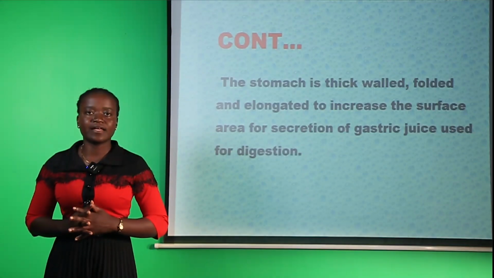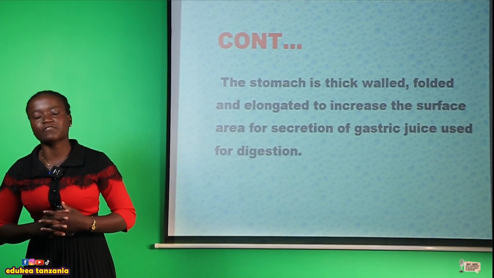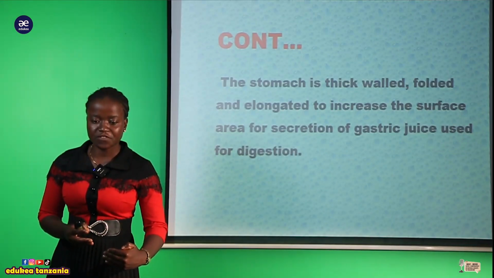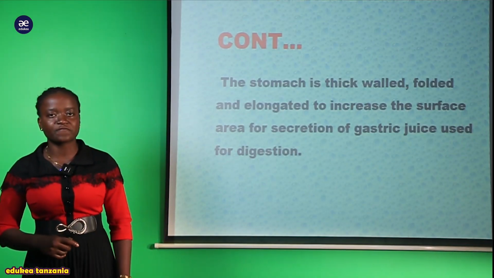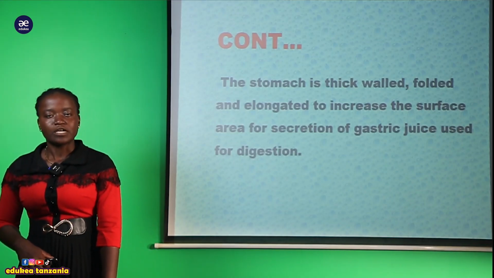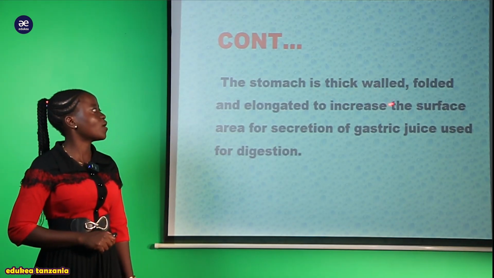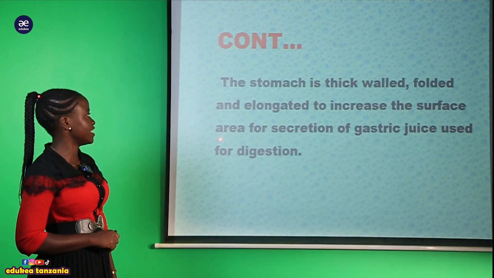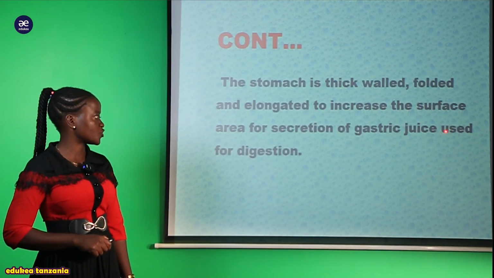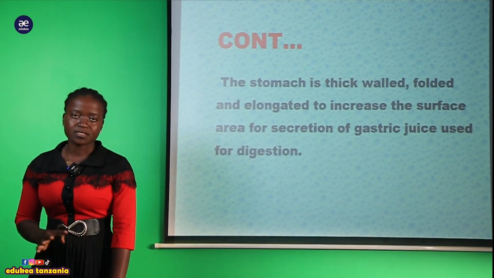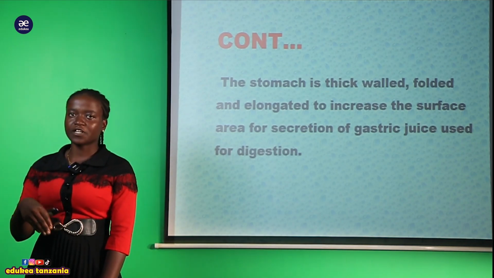My students, remember now we are discussing the digestive system of the frog, and we have another structure found within the digestive system of the frog. It is called the stomach. The stomach is a thick-walled, folded and elongated organ to increase the surface area for secretion of gastric juice used for digestion.